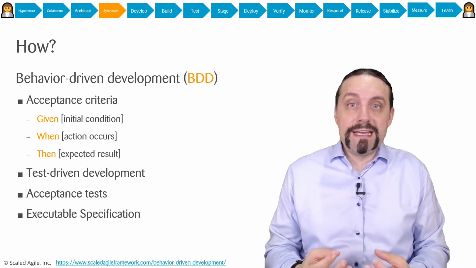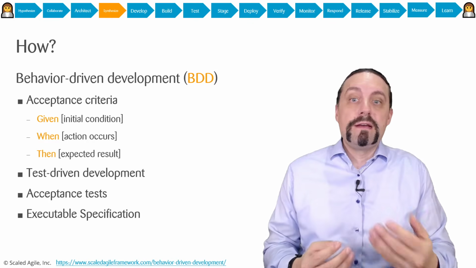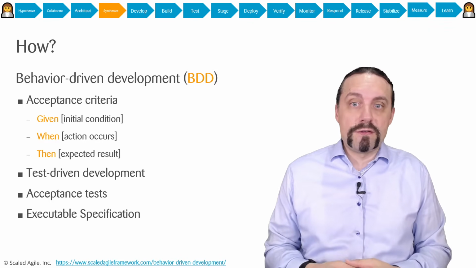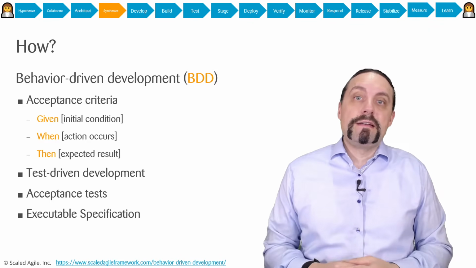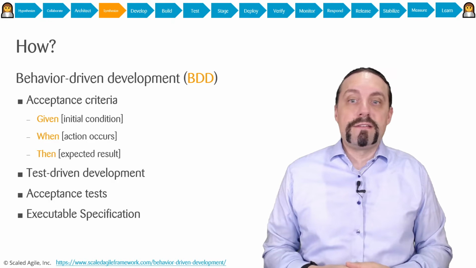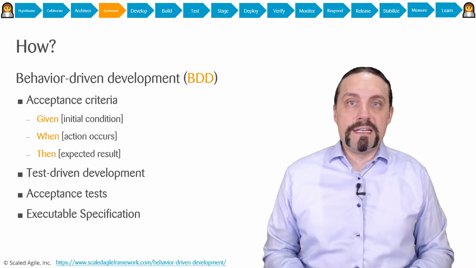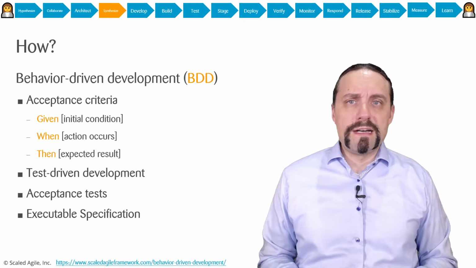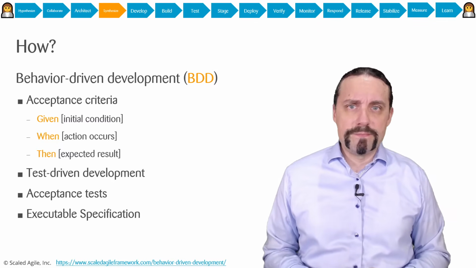So we create here in this form the acceptance tests already. And this enables us to get executable specification. Why is it important to have an executable specification?